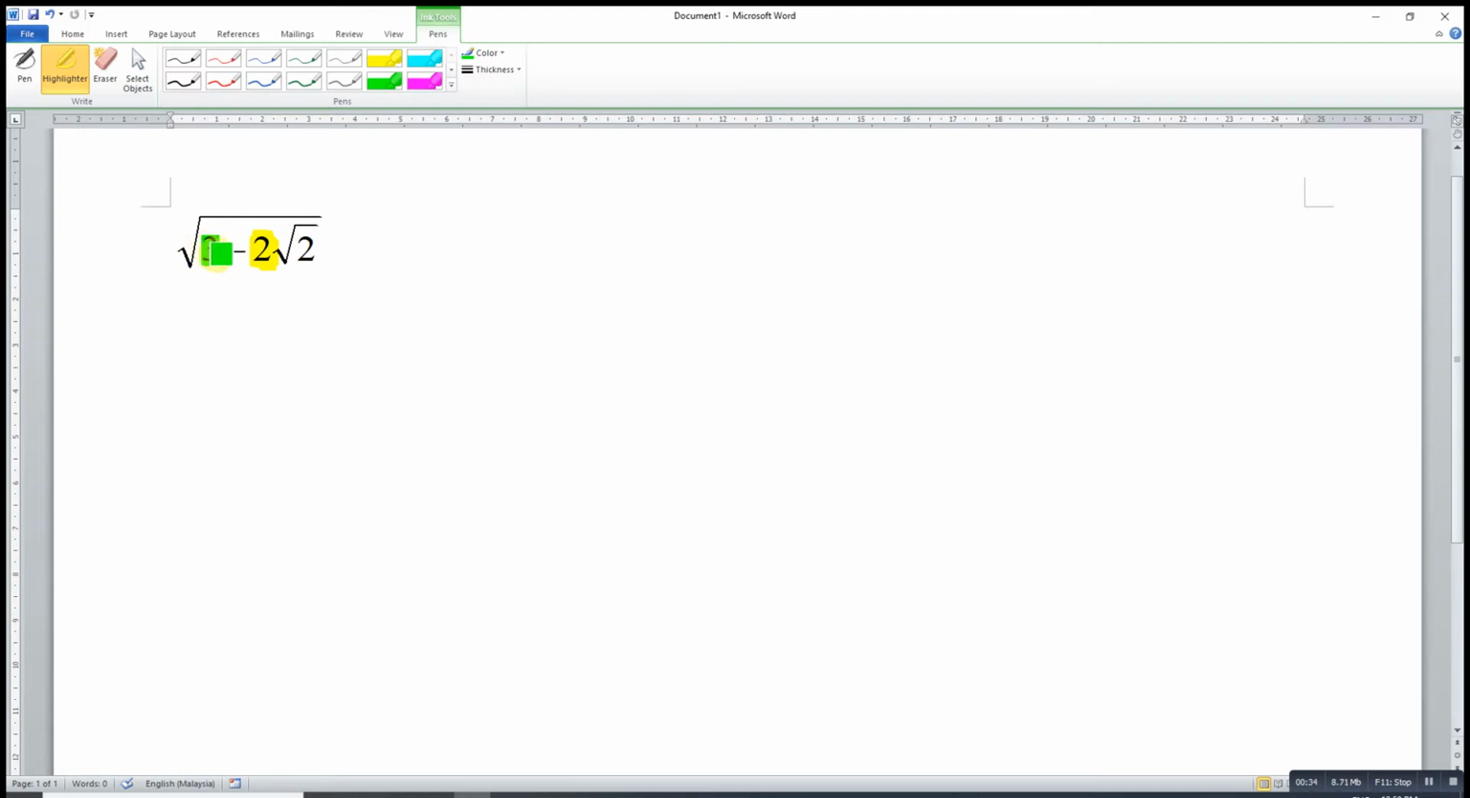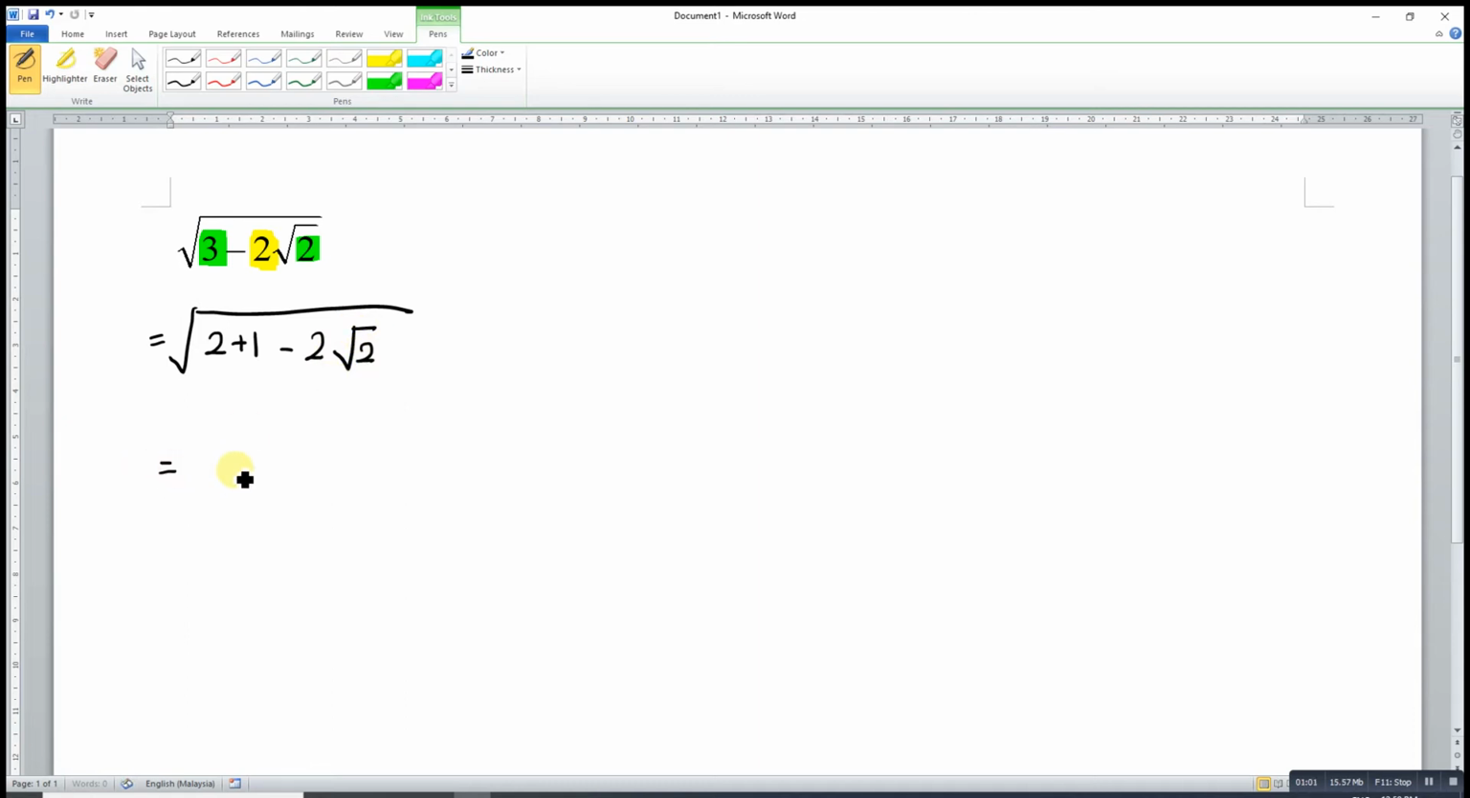Then we have to think of a way to split this number so that the multiplication of the two numbers is equal to 2. So we know that 3 is actually equivalent to 2 plus 1. And 2 times 1 is equal to 2. So we are on the correct path.